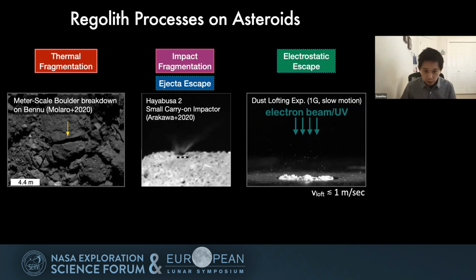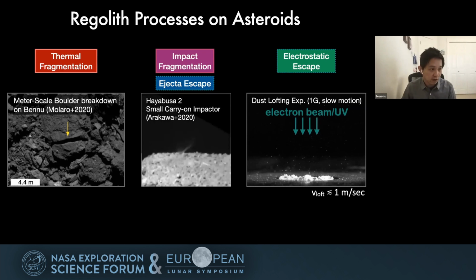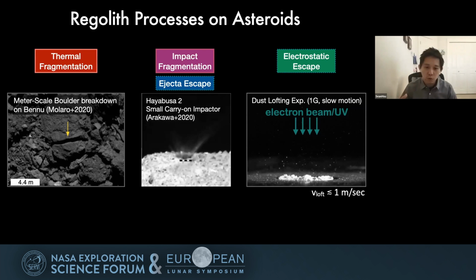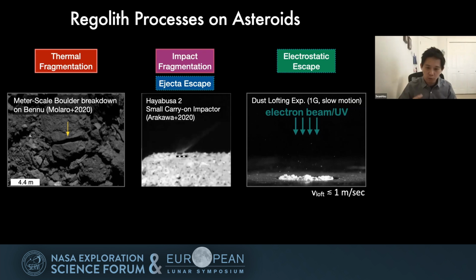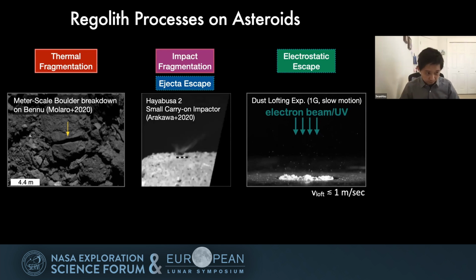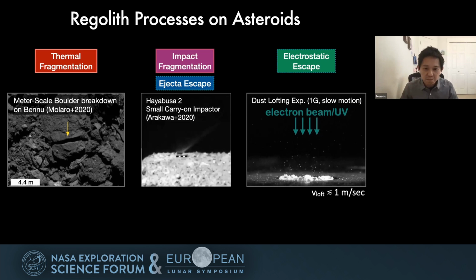And lastly, we also consider the electrostatic dust transport process, which is modeled in the lab, as you can see, by shining electrons and UV lights. This ionizing radiation will produce different charges on the porous regolith and allow charge to accumulate until sufficient to repel each other, producing a hopping motion of particles with a speed roughly lower than a meter per second.